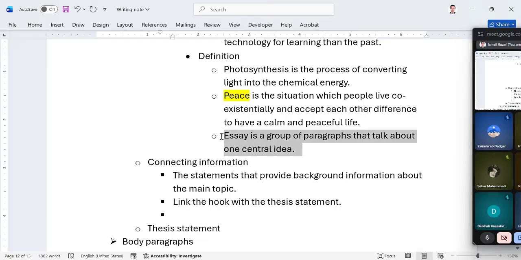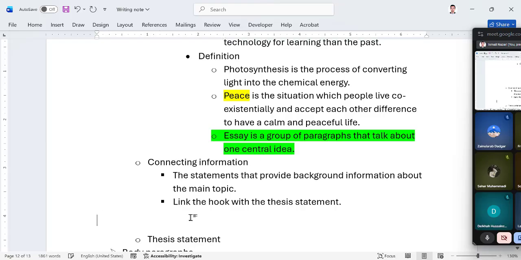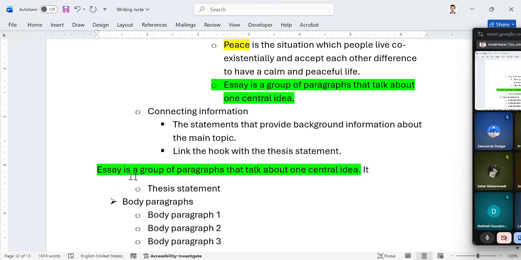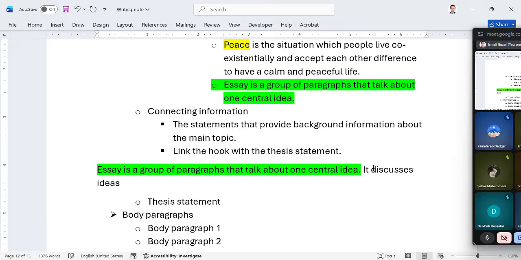Consider if you have a definition: essay is a group of paragraphs. If we have this, how do you write it? I think I will copy it. It was our hook. Then we can say it is a group of paragraphs that talk about one central topic. It discusses ideas in the base of argument.